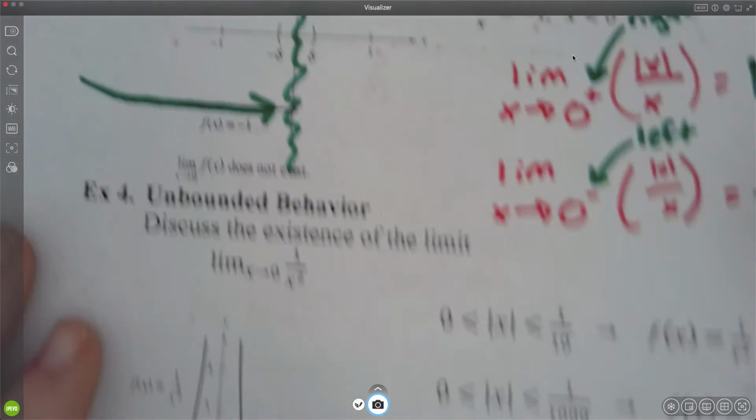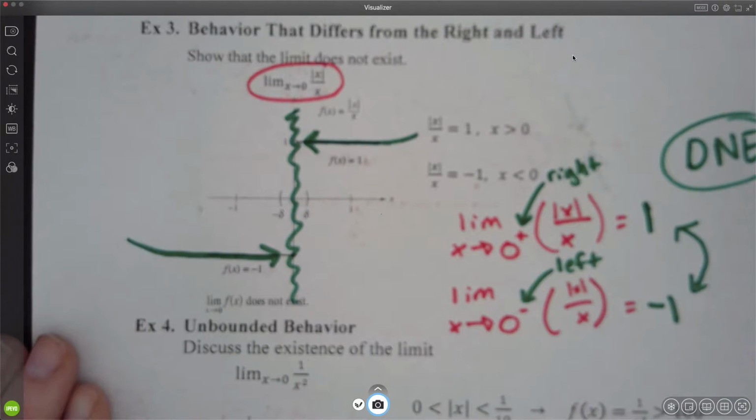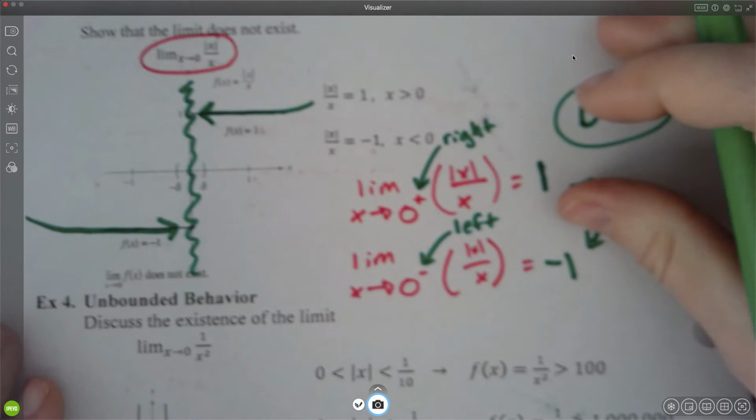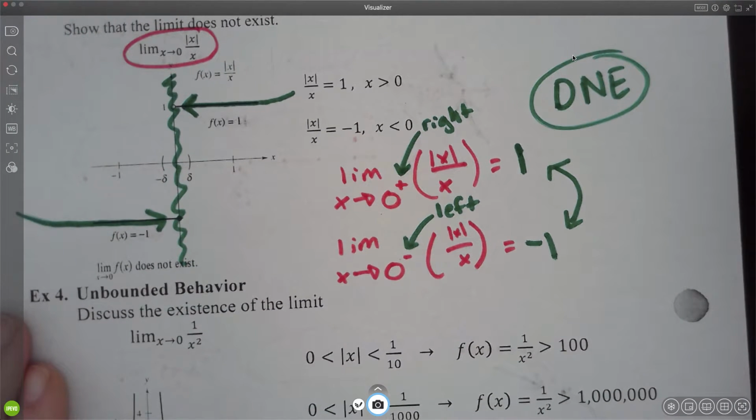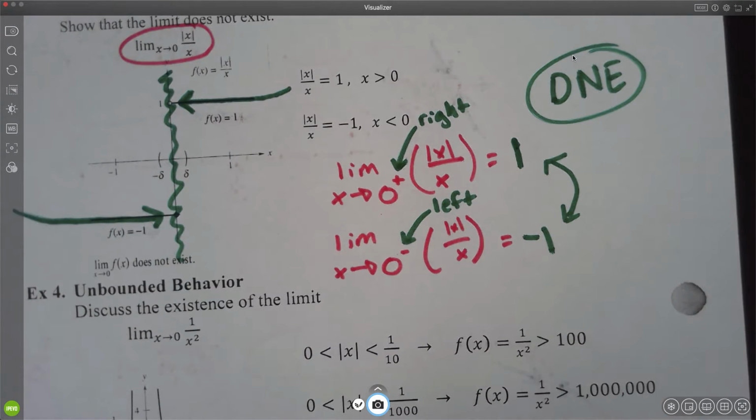So we can't find a y coordinate because they're in a fight with each other. Is the answer 1 or is the answer -1? So we just kind of give up and we say, nope, there's no answer. If you can't come to an agreement, there's no answer.